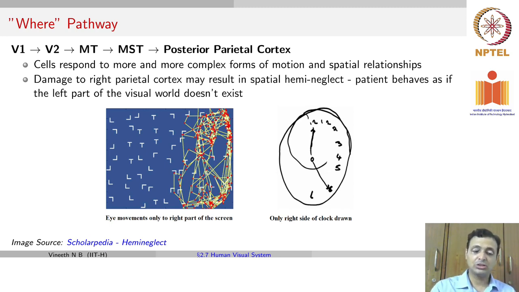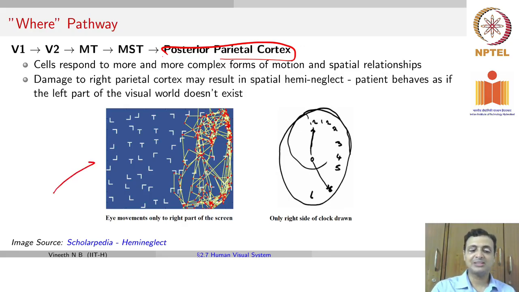So in fact, it is shown that if there is damage to the right parietal cortex, it could lead to a condition called spatial hemi-neglect, which is considered a disability, where a patient cannot see one side of themselves all the time. So once again, that relates to the where pathway. So if one part of the parietal cortex is damaged, they really cannot see one side of the scene around them, and the patient behaves as if that left field does not exist at all.